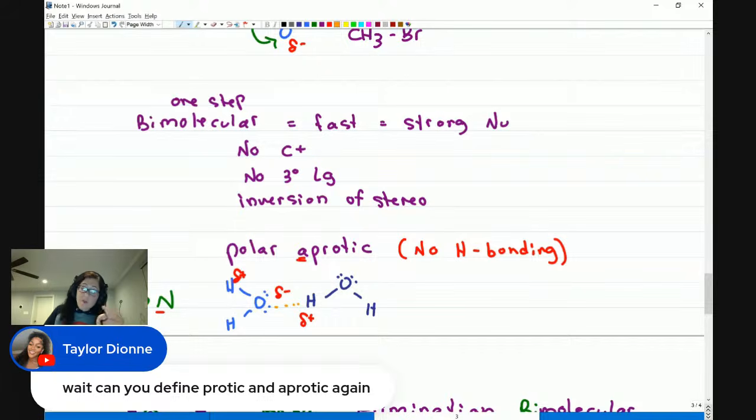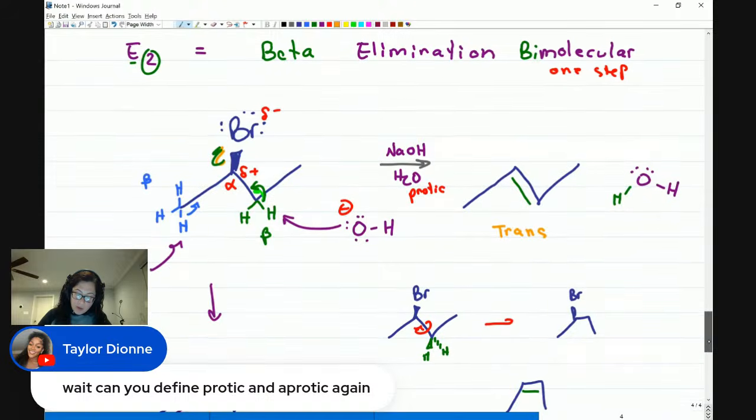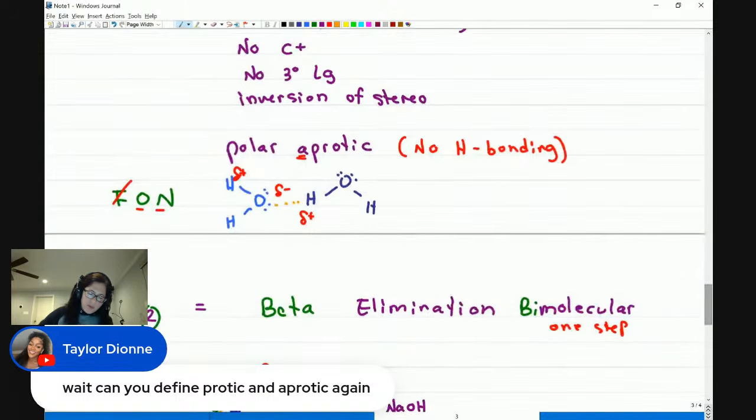That right there is a polar, I'm sorry, this right here is a polar protic solvent. A means without. So this right here is protic because it most definitely has a hydrogen bond. Aprotic would be something like DMSO, which you do have to memorize if you're taking an exam like the ACS.